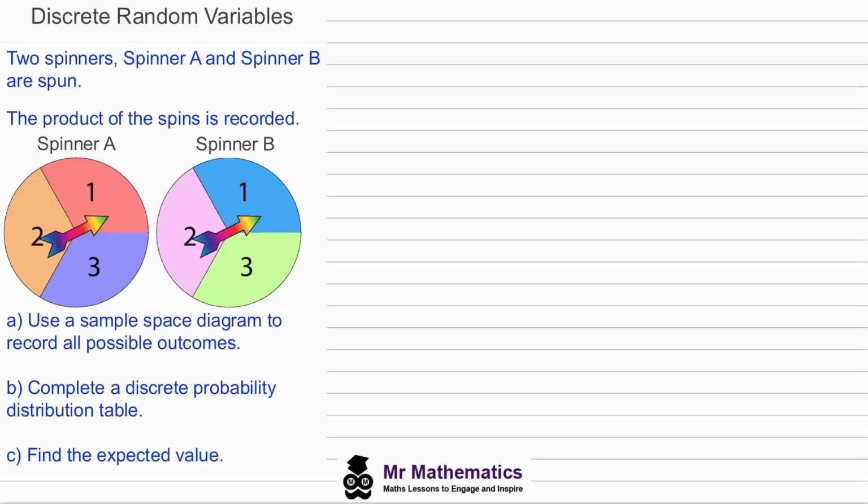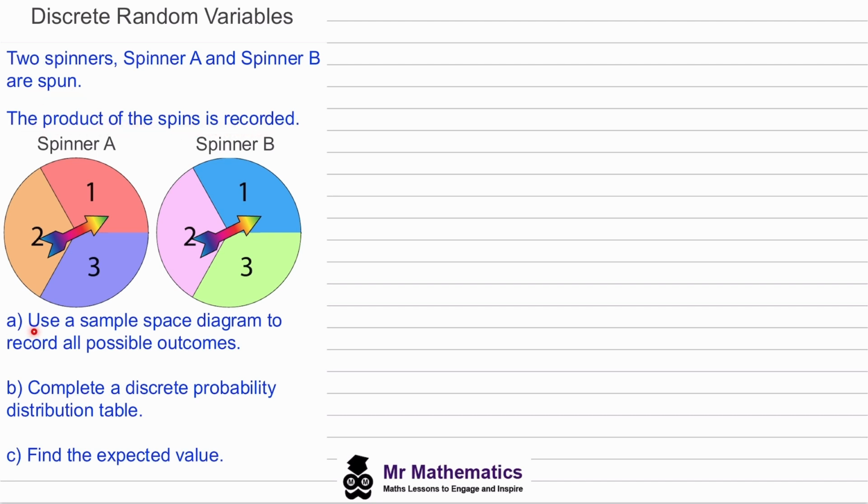Hi. So in this video, we're going to look at how to work with discrete random variables. And I'm going to use this example to explain what this means. So we're told that two spinners, spinner A given here and spinner B, are both spun. And the product of the spins is recorded.